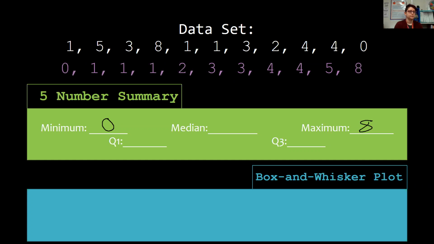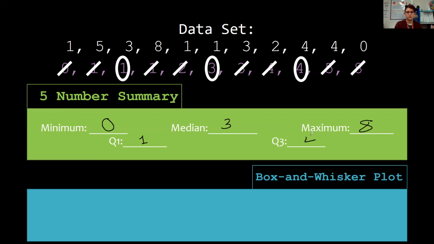Next, we cross off numbers until we find the one in the middle. So we know our median is 3. From the median, that creates 2 groups where we can find our Q1 and our Q3. So our Q1 is 1, and our Q3 is 4. Now that we have our 5-number summary, we're ready to build our box and whisker plot.